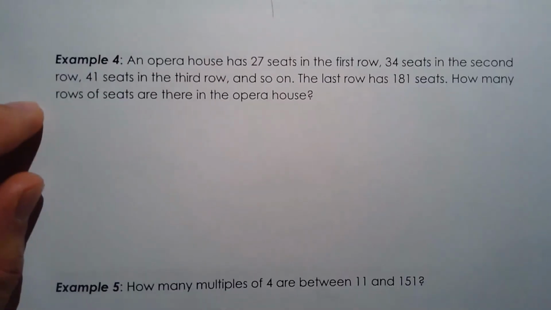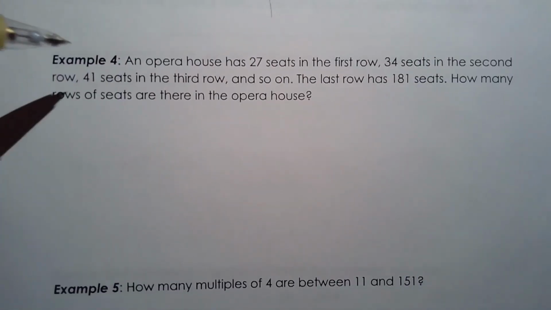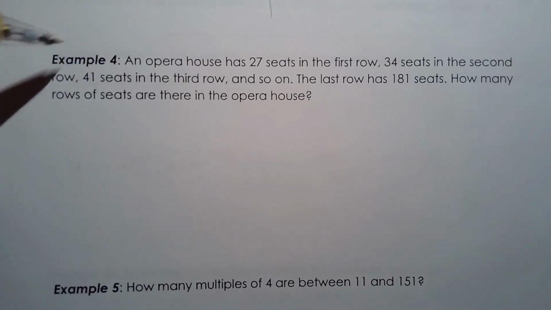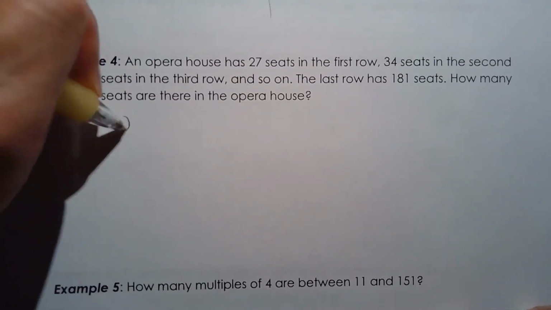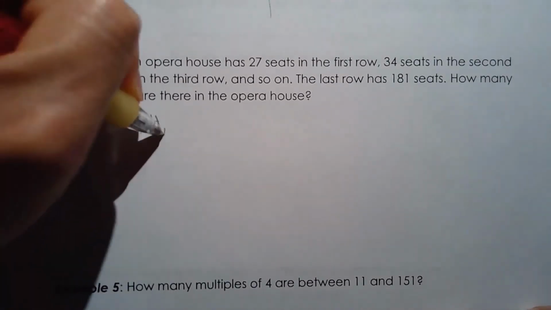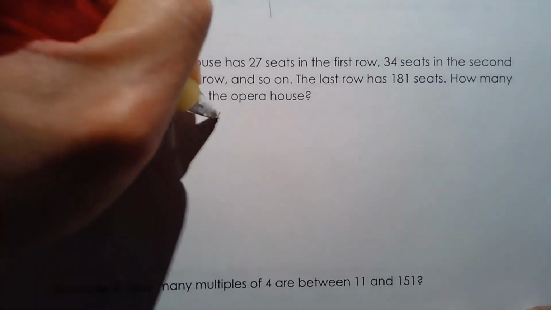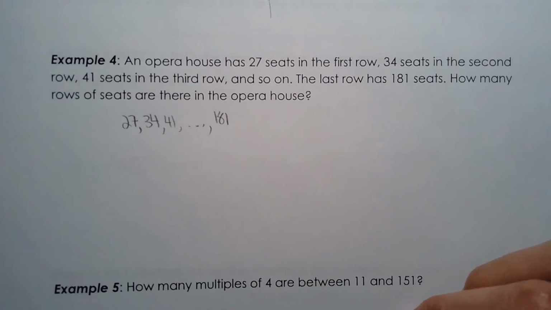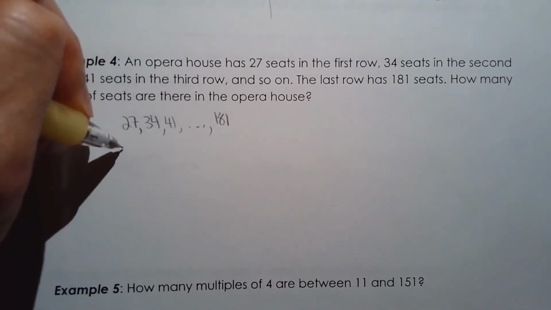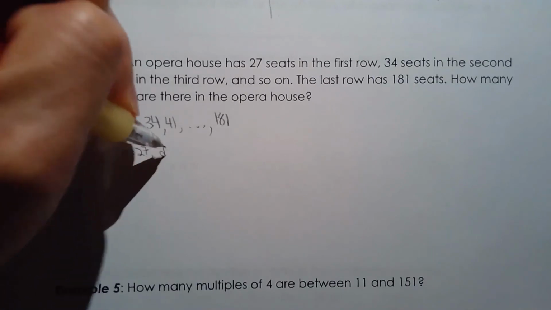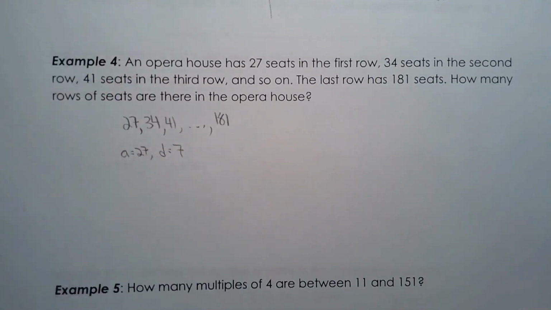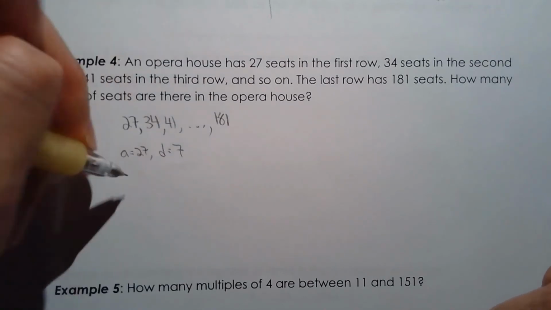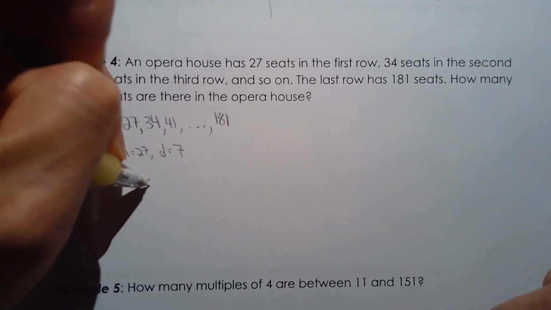All right, moving on. An opera house has 27 seats in the first row, 34 in the second, 41 in the third, and the last row has 181 seats. Okay, all right. So you can visualize this as a sequence. And they want how many rows? Well, to find out how many rows is basically how many terms are in the sequence. The number of terms corresponds to the number of rows in the opera house. So let's tell ourselves a is 27, d is 7. Okay. So you know that t sub n equals a plus (n minus 1)d.